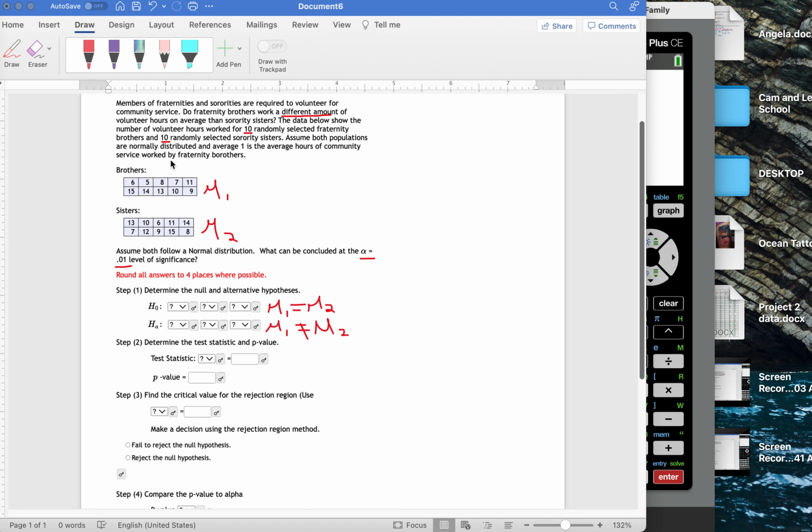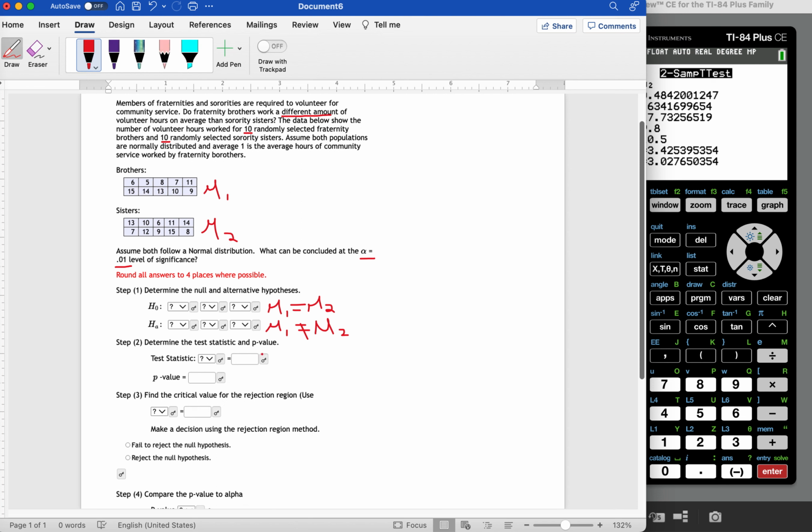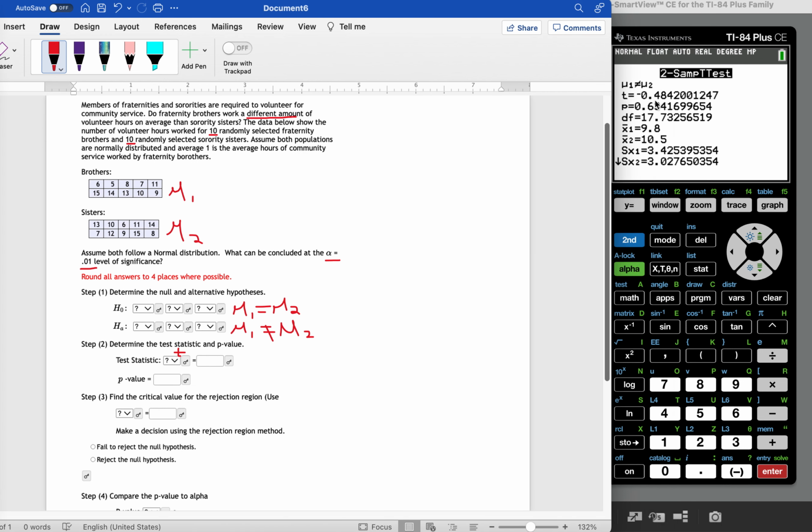Now, for the test statistic, we know it's t because we did a t-test. And the test statistic, if we round it to 4 places, we get 0.4842, and that's negative. So when we look at our graph, our test statistic is over on the left side.